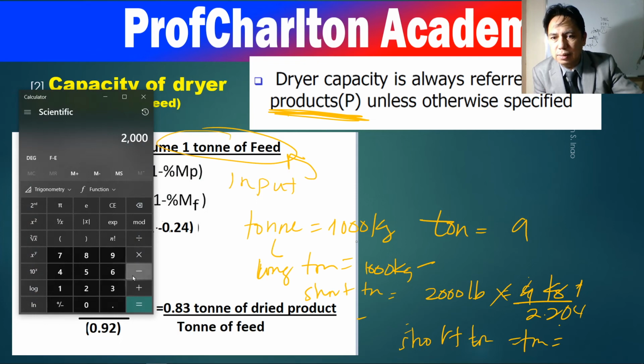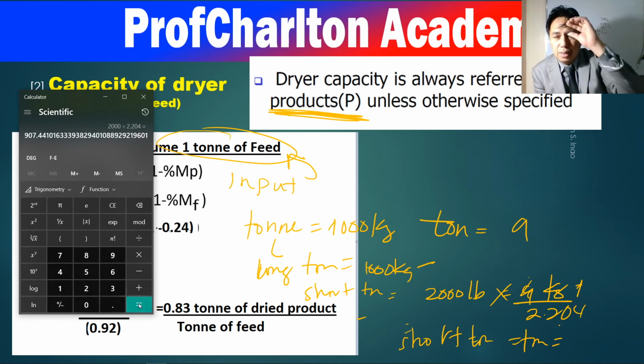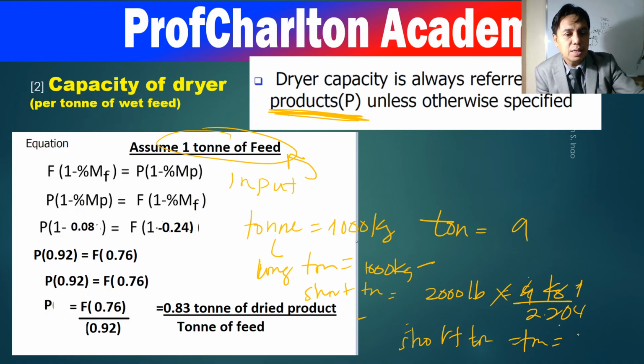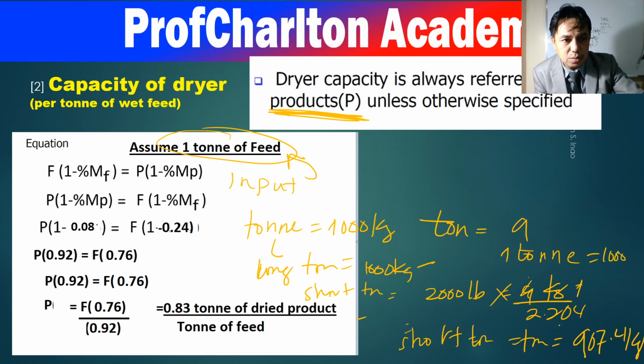Again, 2,000 pounds divided by 2.204 equals, oh my God, what's happening? 2,000 divided by 2.204, 907.4 only. So 1 ton is 907.4 kilogram, but the long ton is 1,000 kilogram. So there's a difference. They are not equal.